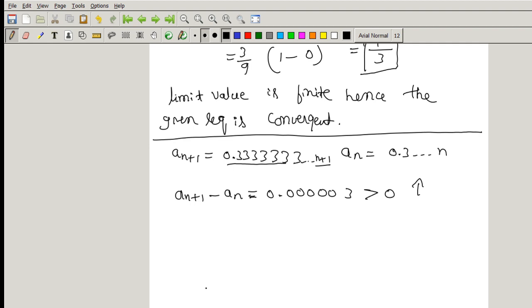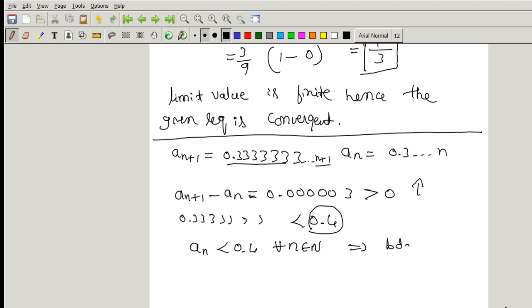It is monotonically increasing. And in fact, every term is in the form of 0.3333 and so on. It never exceeds 0.4. Every term in the form of 0.333 never exceeds 0.4. Therefore, every term in the sequence is less than 0.4 for all n belonging to N, which implies this sequence is bounded above. Monotonically increasing as well as bounded above, therefore this sequence is convergent.